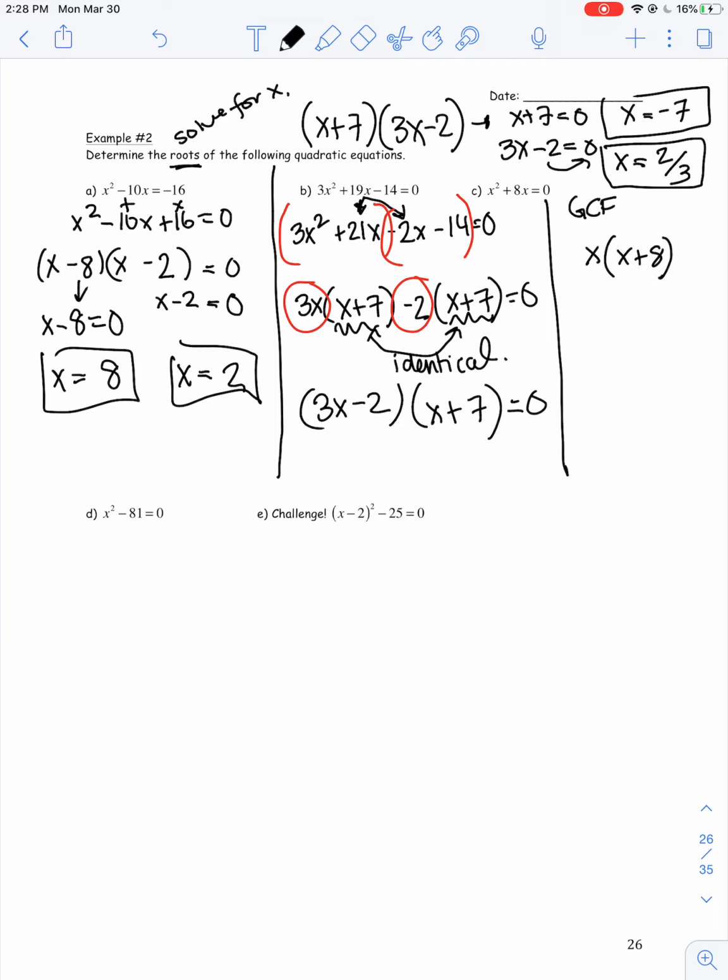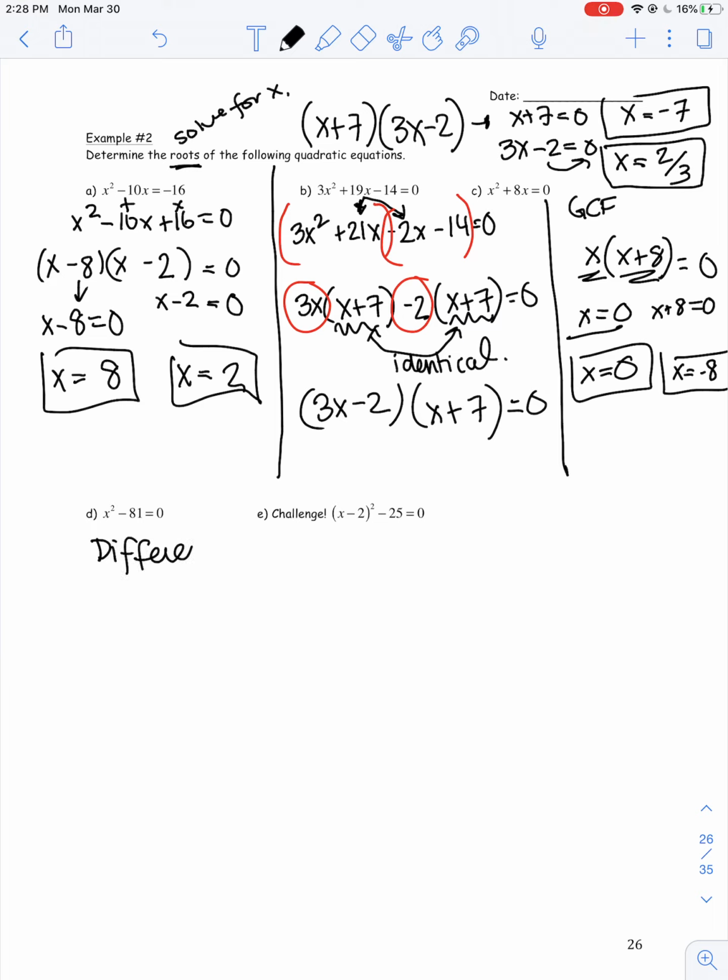Question C, this is the greatest common factor. Take out the x that's in common, leaving you with x plus 8. And that's equal to 0. So we know that x is one factor, x plus 8 is another factor, so you make them each equal to 0. So I have x equals 0 as one solution and x equals negative 8 as the other solution.